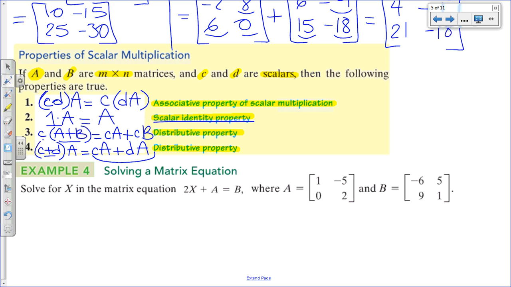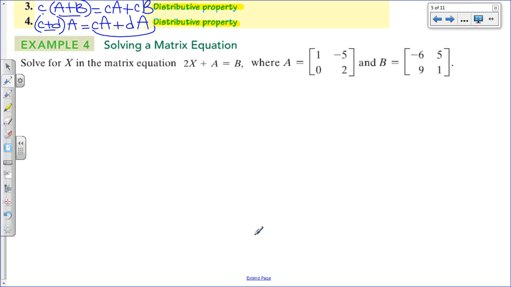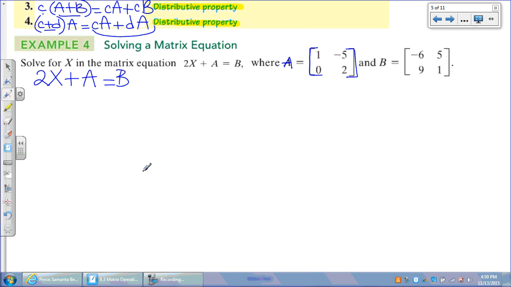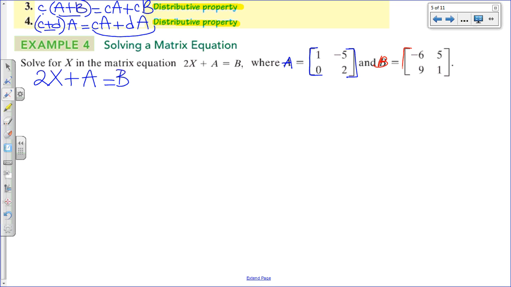Now, what I'm going to do next is solve a matrix equation here. So that's why we have uppercase letters to solve for X. And so the equation is 2X plus A is equal to B. And what we know is that matrix A is here, and matrix B is here.